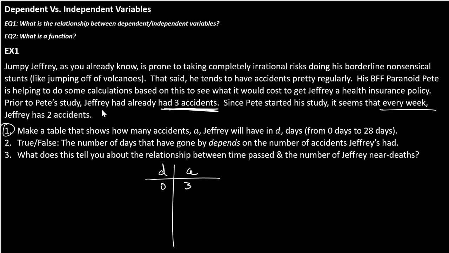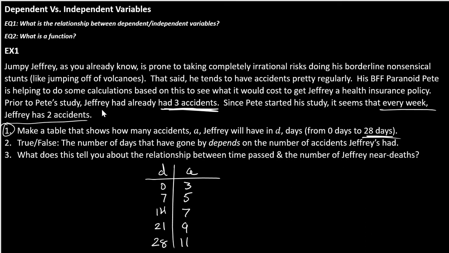Every week in the study, Jeffrey seems to have 2 accidents, right? So every week is 7 days. So 0 to 7 days, now he's going to be at 5 accidents, just because 3 plus 2 is 5. Then at 14, he is going to have 7. And you get the idea of how this is working, right? I hope. So all the way to 28, because that's where we were told to stop, because I don't want to go too far with this.